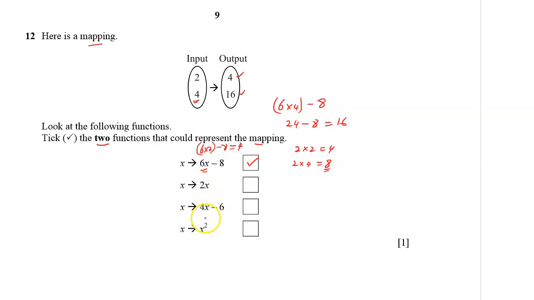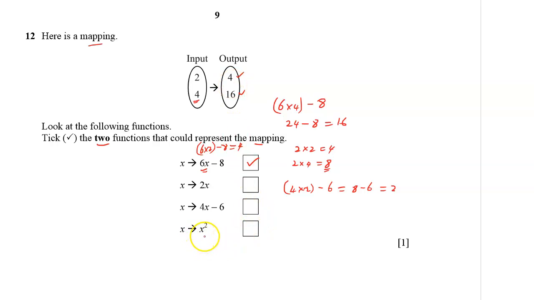Go to the third one. If we input 2, do we get 4? So 4 times 2 minus 6. This is 8 minus 6. This gives us 2. So it is not 4. So definitely it's not right.